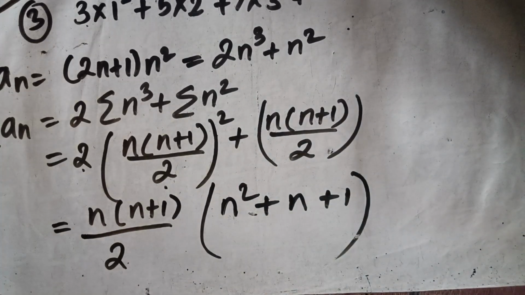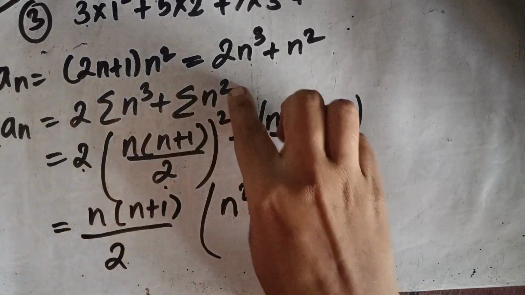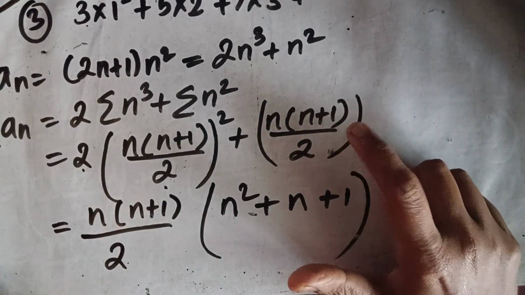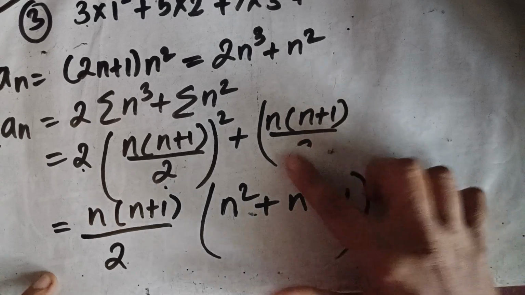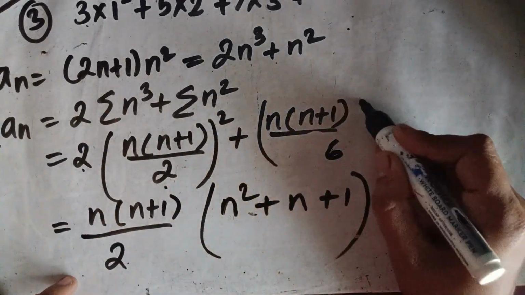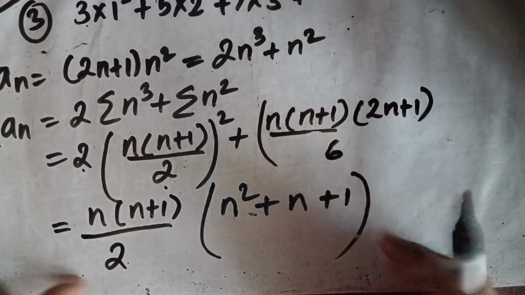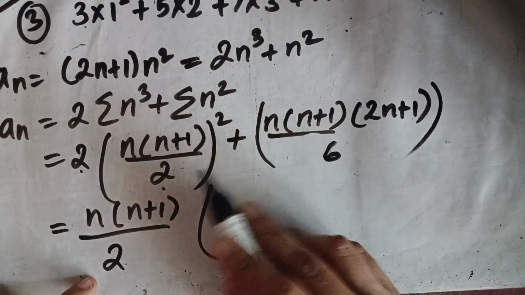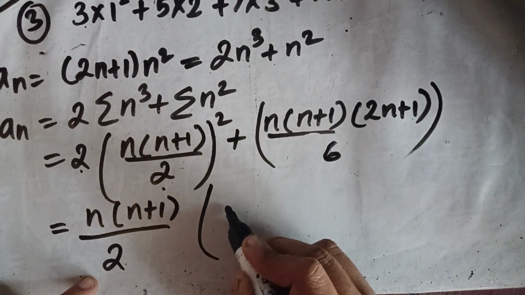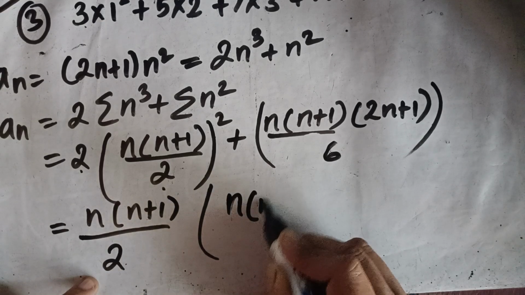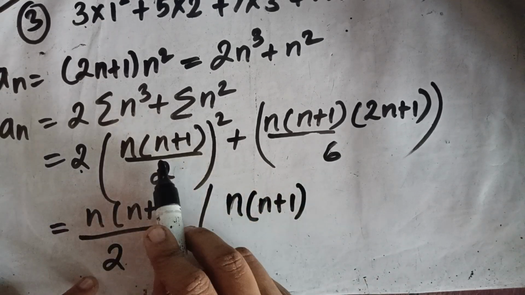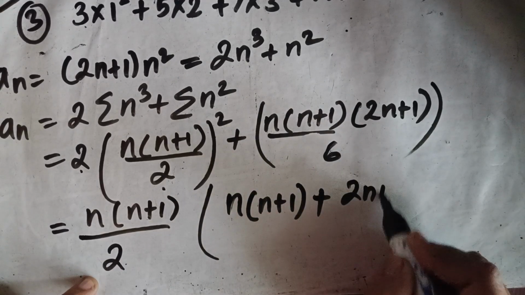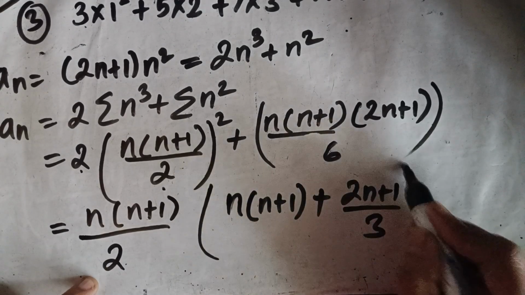Okay. Oh, sorry, I've written n square. Okay, I wrote this is of n. This is 2n plus 1. So here it will be, 2 we are taking outside, so 3 remains. n plus 1 is plus 2n plus 1 upon 3.